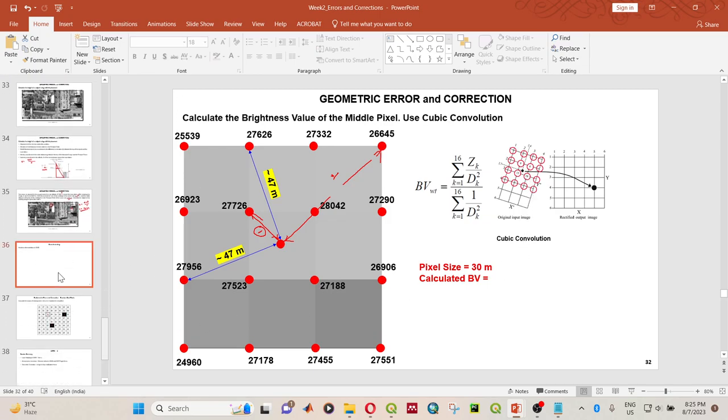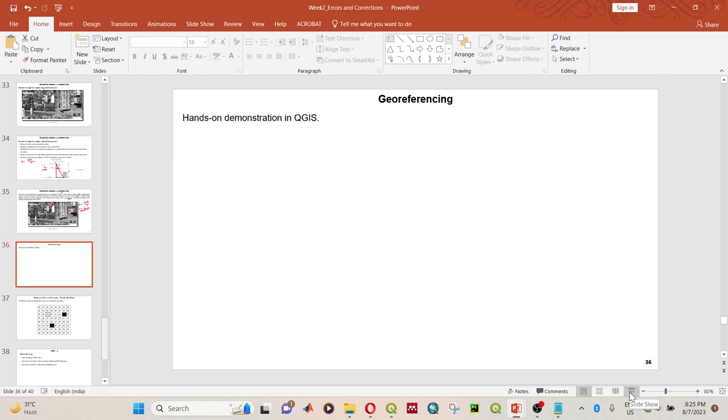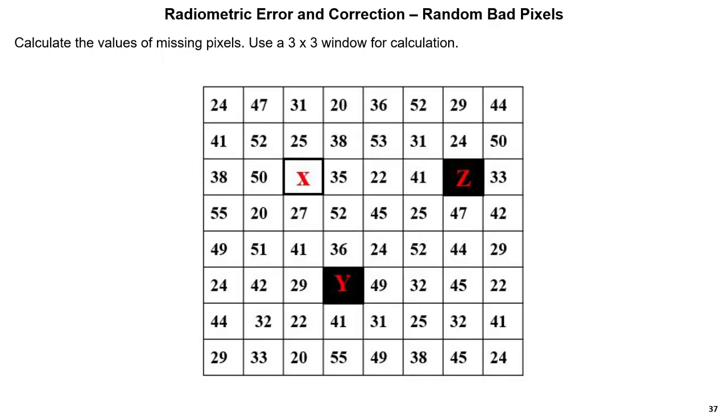Okay, so that is how you can do the georeferencing. I will share this data set also. You can try georeferencing it. And this is the last part of today's lecture.